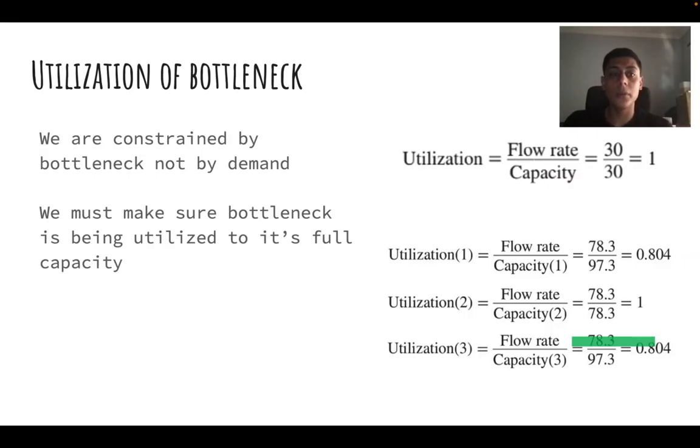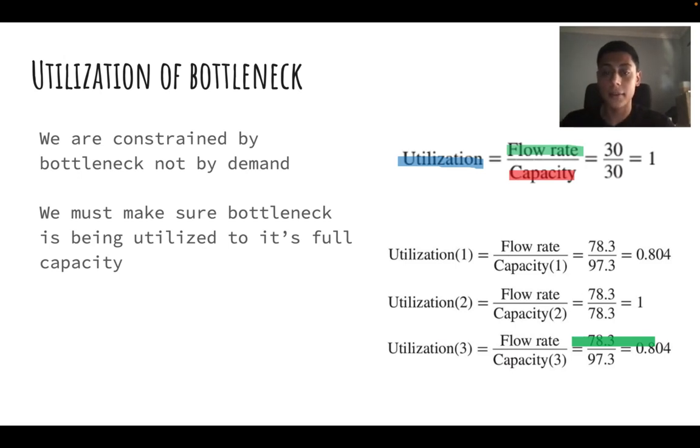Knowing that we can only produce as much as our bottleneck allows, we must make sure that our bottlenecks are being utilized to their full capacity. In this example, we are being constrained by the bottleneck and not by the demand, as previously shown by my group members. Let's calculate using the utilization formula. So taking the same formula shown earlier by my group members, utilization equals the flow rate divided by the capacity.